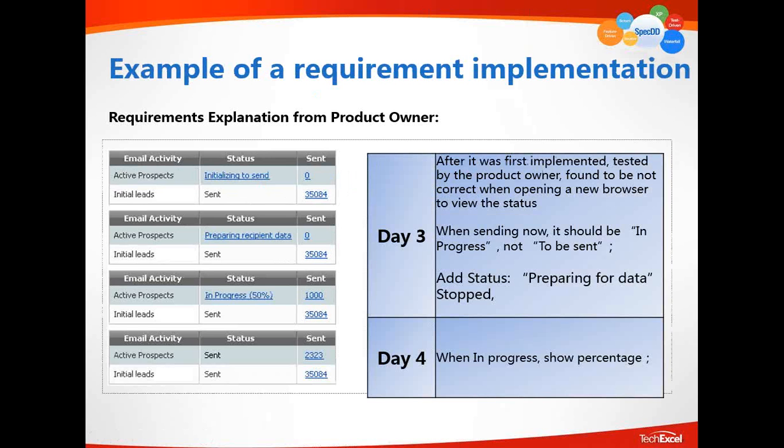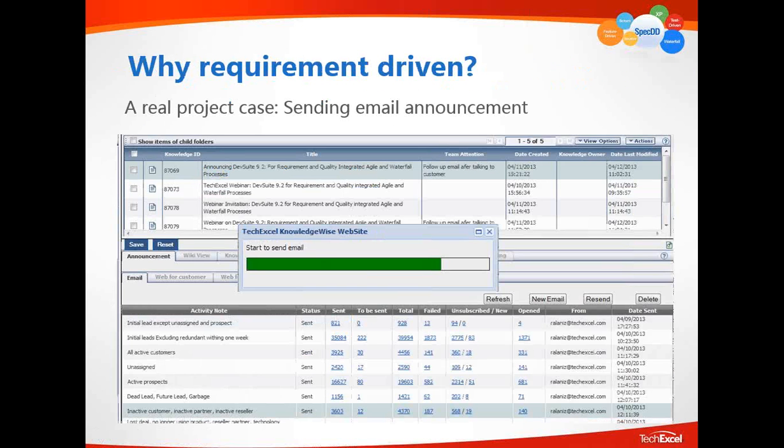But on day 3, after it was first implemented and tested by the product owners, we found some problems. The problem we found is while you are using one browser to send, initially it pops up a dialog window like this. So start to send email. Then you do see the status change from in progress to sent. The problem is that when you go to a different browser, we cannot see it while this window is popped up.